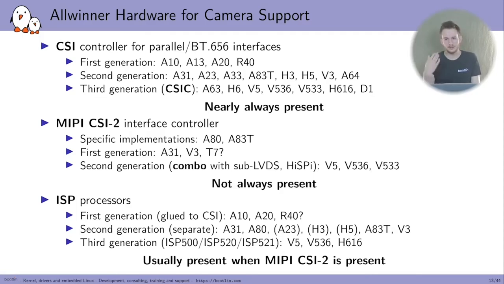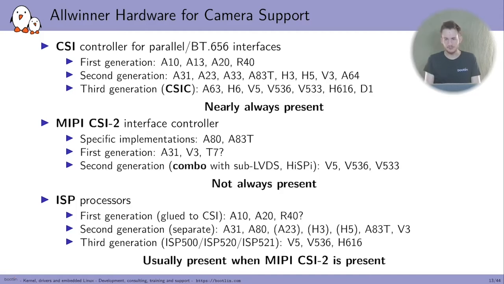And then we have a third generation, which kind of matches again the third generation of CSI controller. In this case, the ISP was also redesigned a little bit. It supports more features than the second generation. And so you find also other naming. Now it's called ISP 500, 520, and 521. And so you find those on the V5, V536, and H616 SoCs.